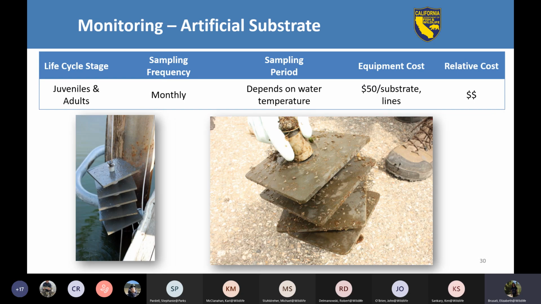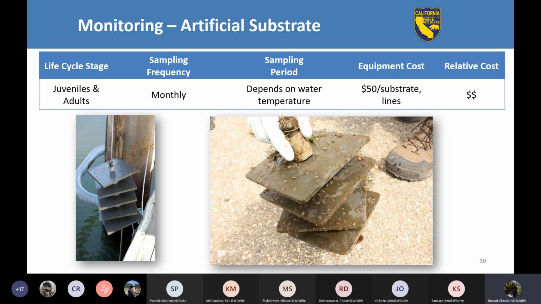The next type of monitoring is artificial substrates, and this is used primarily if you don't have a lot of other hard substrate around your reservoir. It's also done for juveniles, adults, monthly, when water temperature is appropriate. And typically, artificial substrates consist of several tiles like this attached together on a line. They're hung in the water at maybe a boat ramp or several other locations. They're brought out of the water and monitored once a month.